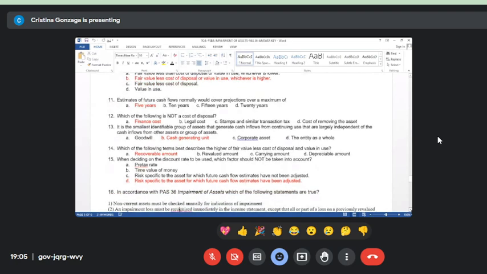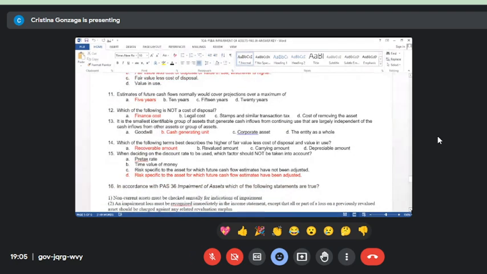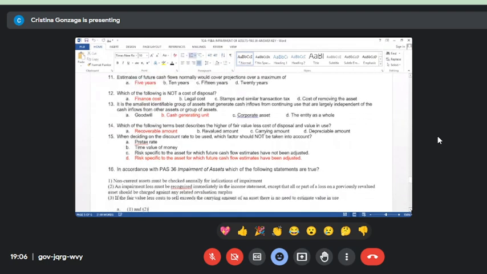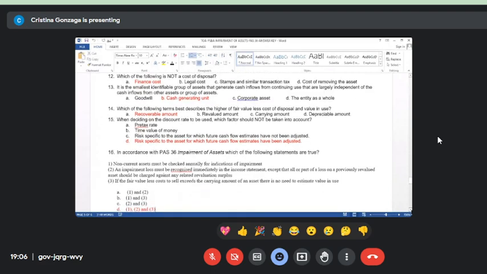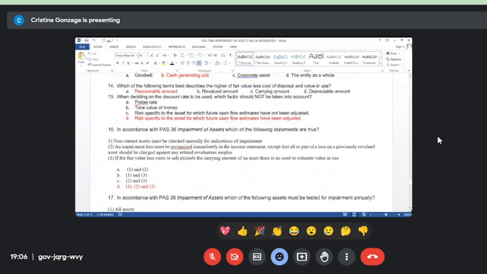Number 14. Oh, value, a recoverable amount ito. The higher of the fair value less cost of disposal and value in use. Recoverable amount. 15. So when deciding on the discount rate to be used, which factor should not be taken into account? Answer, letter D. Not ang nakalagay. Risk is specific to the asset for which future cash flow estimates have been adjusted. May guideline tayo dyan, di ba? How to select a discount rate. Okay, mismo sa PAS 36.